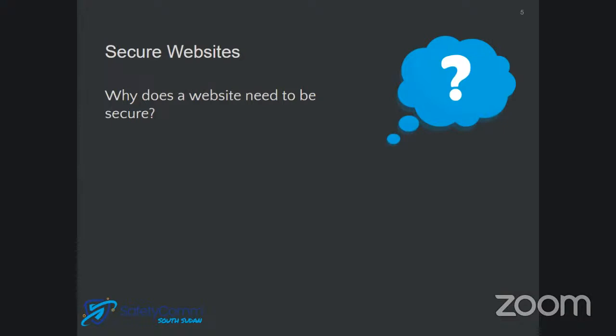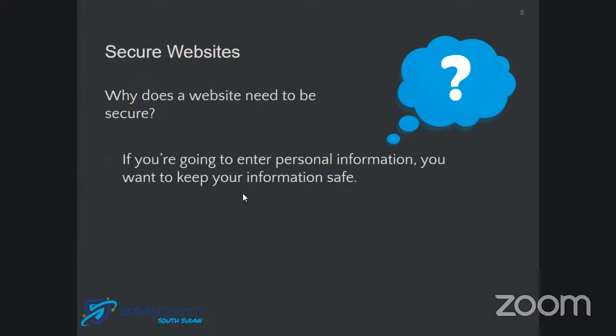Now, why does a website need to be secure? For one, a website can be used for malicious purposes. Second, a website can be used to harvest your personal information. And what do they do with the personal information? If you're going to enter personal information, you want to keep it safe.